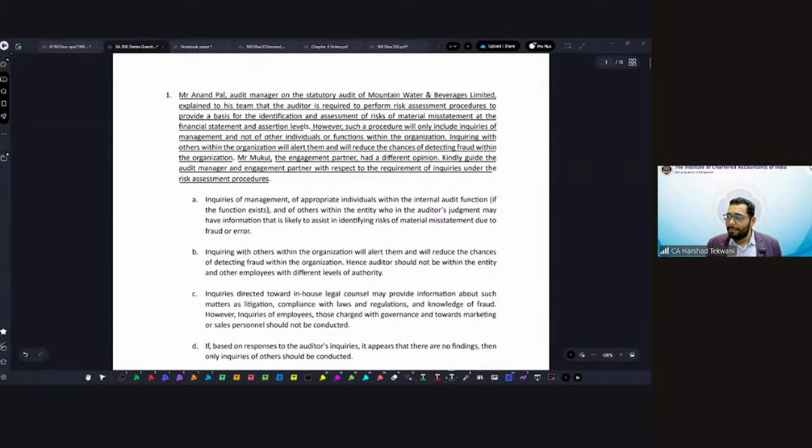Now, if the inquiry is being performed with every employee, then we should perform inquiries with internal audit and others within the entity who, in our judgment, may have information that is likely to assist us in identifying risk of material misstatement. So, we should conduct inquiries with everyone if they are relevant with respect to the financial statement or the business process. Why not? Alerting them or excluding someone who might have information is not appropriate.